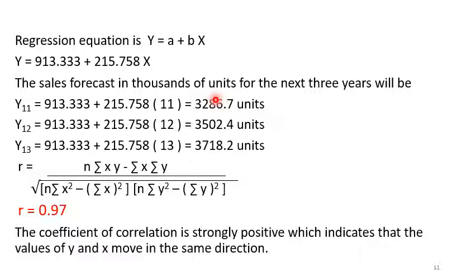Suppose even a 14th year was also given, then Y14 would be 913.333 plus 215.758 into 14, whatever value you get. So these units of air coolers are the forecast values. That is why Y is the dependent variable. Y is dependent on X. As X changes, Y also changes.